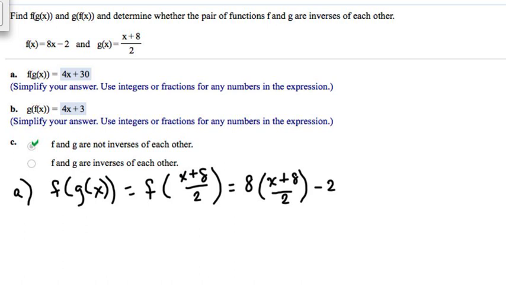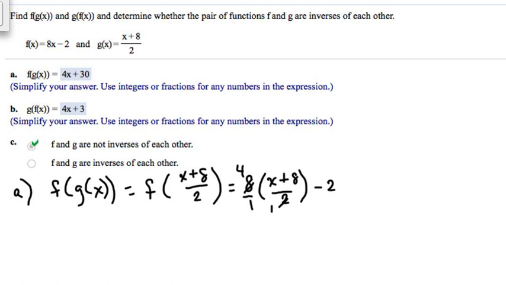Now, this 8 is really 8 over 1. And notice that we have a 2 in the denominator. So what I'm going to do is divide here. This 2 is going to become a 1. This 8, when I divide the 2 into it, is going to become a 4.